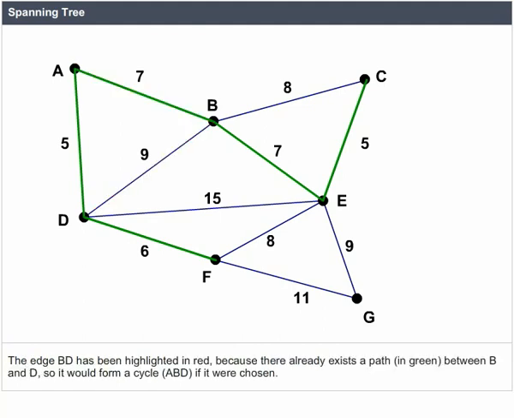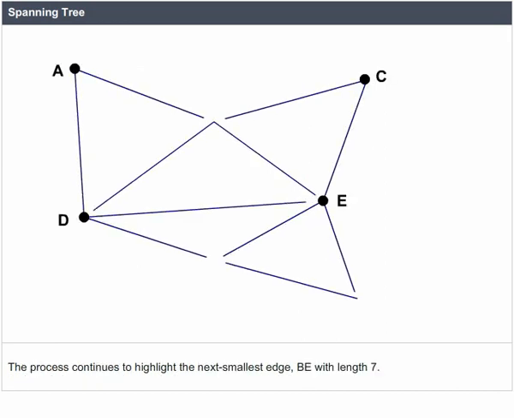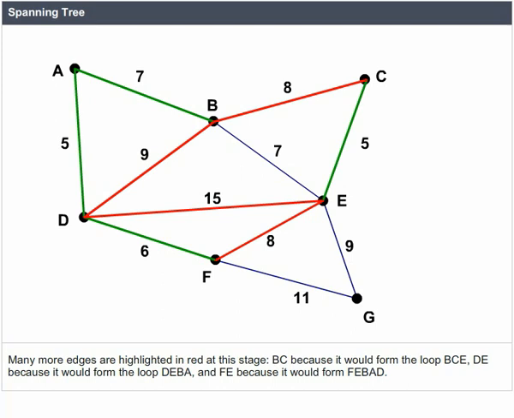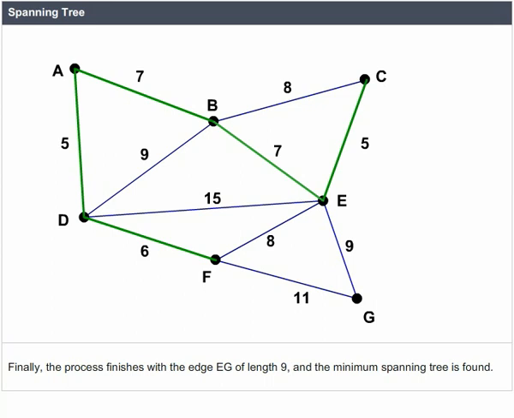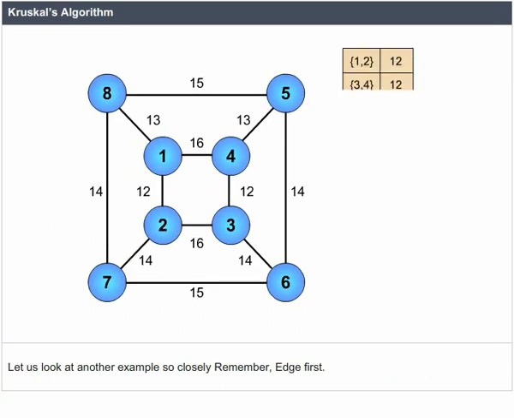The edge BD has been highlighted in red because there already exists a path in green between B and D, so it would form a cycle ABD if it were chosen. The process continues to highlight the next smallest edge, BE with length 7. Many more edges are highlighted in red at this stage: BC because it would form the loop BCE, DE because it would form the loop DEBA, and FE because it would form FEBAD. Finally, the process finishes with the edge EG of length 9 and the minimum spanning tree is found. Let us look at another example.